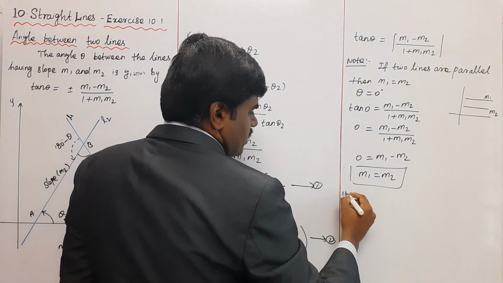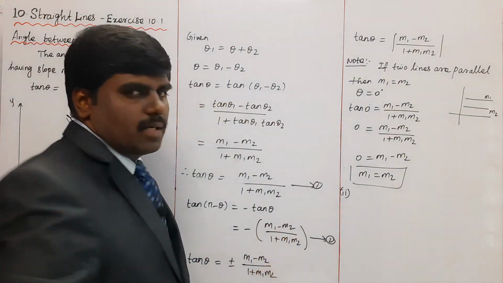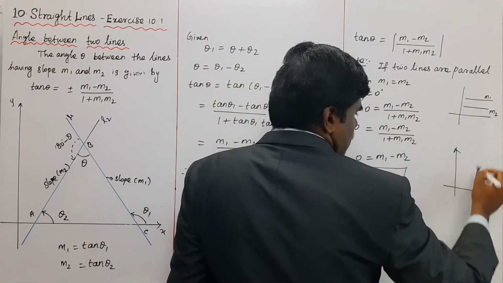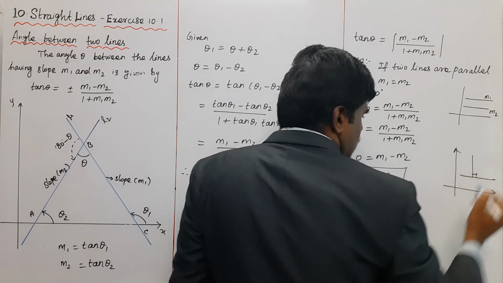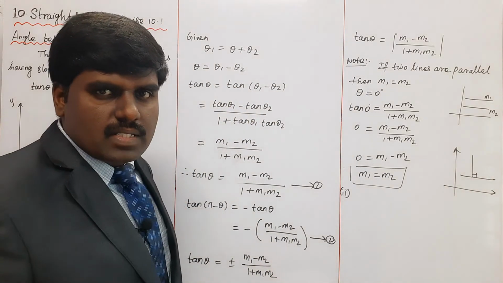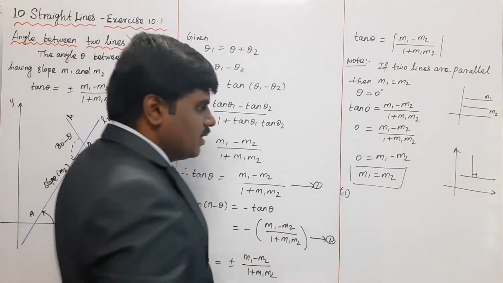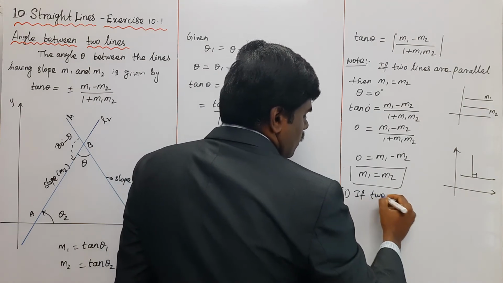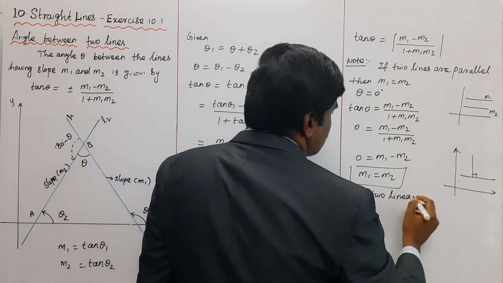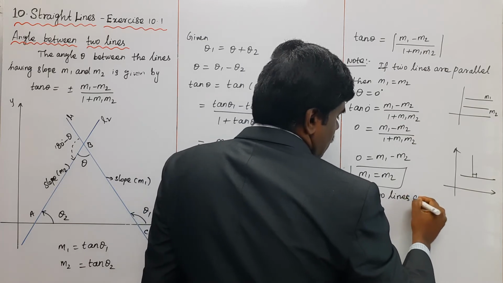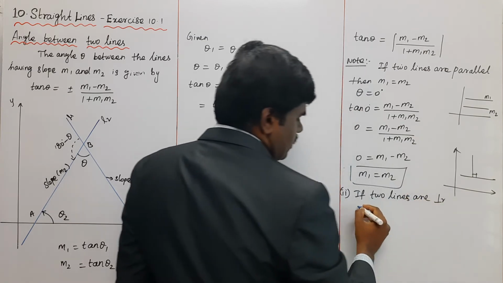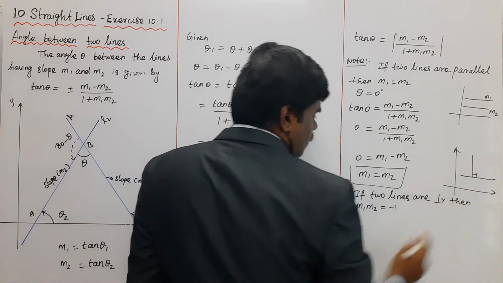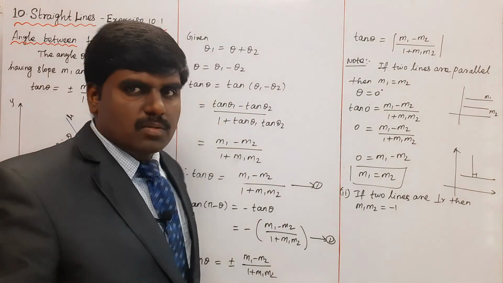Next, the second point: if the 2 lines are perpendicular. Consider the x and y axes, with one line and another line. If the 2 lines are perpendicular, theta is equal to 90 degrees. If the 2 lines are perpendicular, then the product of the 2 slopes M1 and M2 is equal to minus 1.